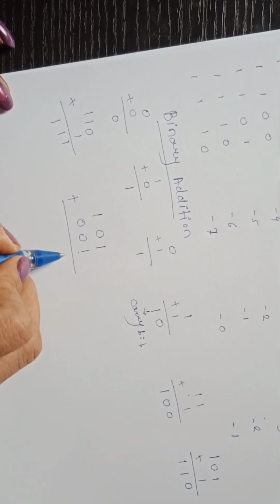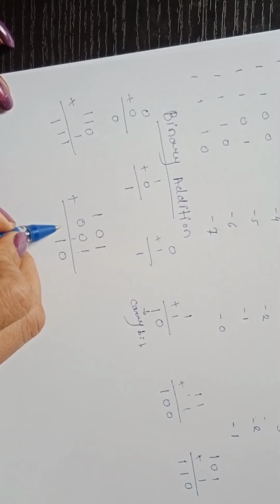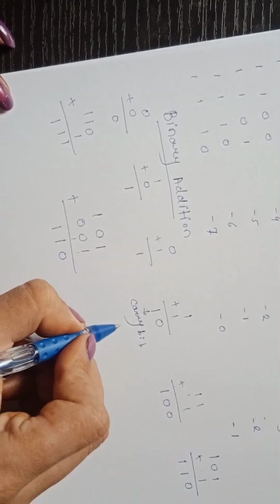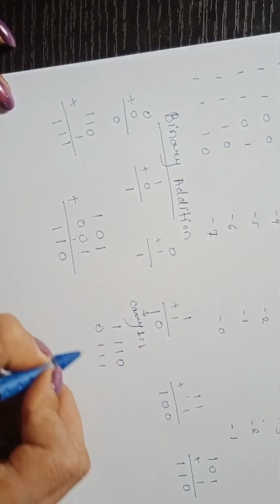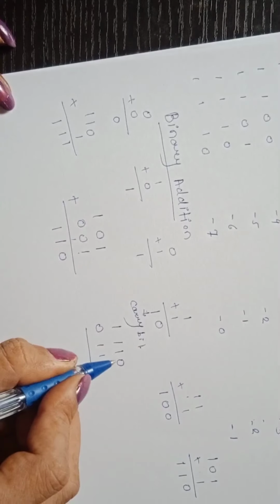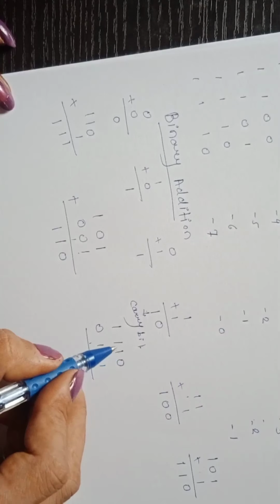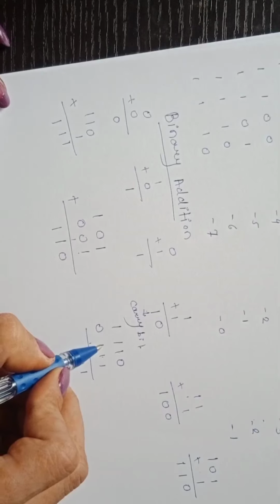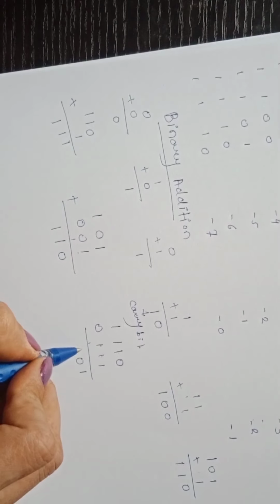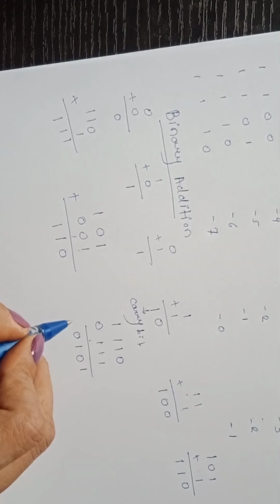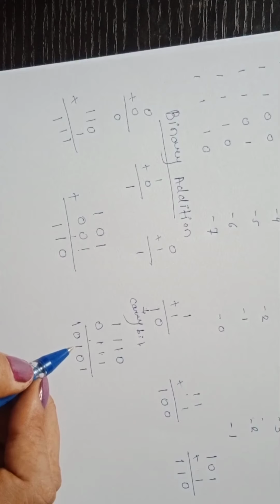1 plus 1 is 0, carry 1, that means 1 and 1. Now if we take 1110 plus 011, then what will happen? 1 plus 1 is again 0, carry 1. 1 plus 1 is 0 and we have carry 1. So here we will get 0 and here again we will get 1, that is 10101.